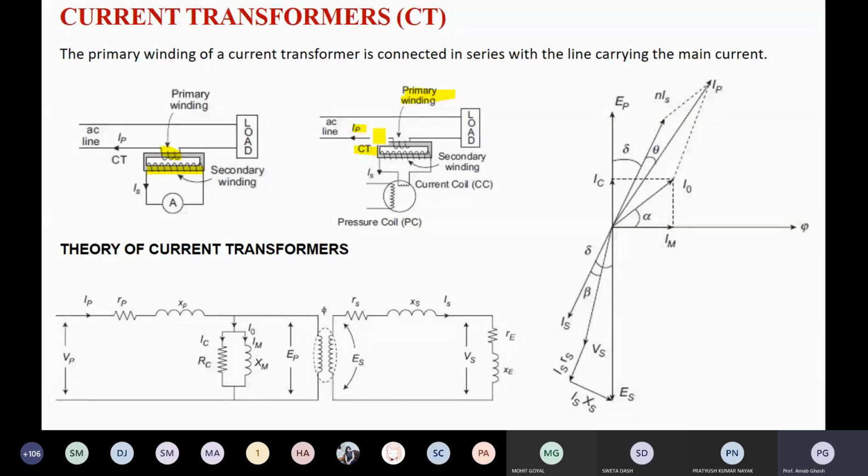normally on your primary side, the current coil is connected in series with your main. That means the current coil is directly connected in series with your main, and the pressure coil, here you can see the current coil is connected in series. The secondary side is directly connected with the current coil, and the pressure coil is connected with another thing, so it will be open, or you can connect it directly to the voltage line that is coming over here, so you can easily measure the power. In all the cases the load is connected in series.